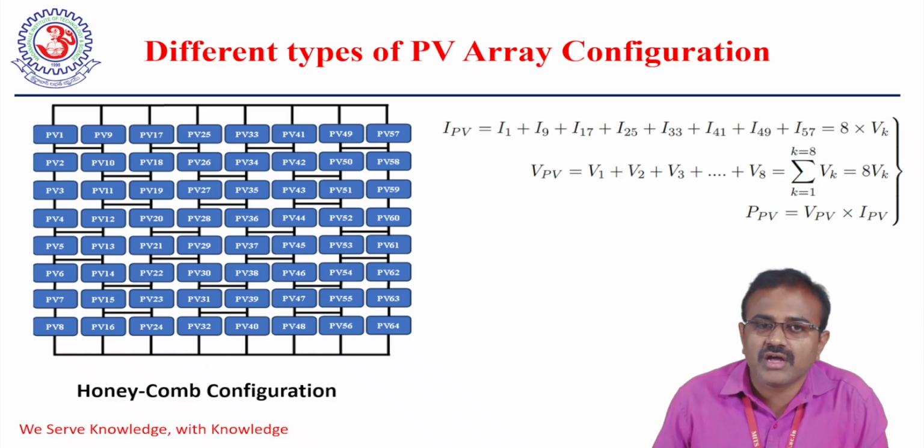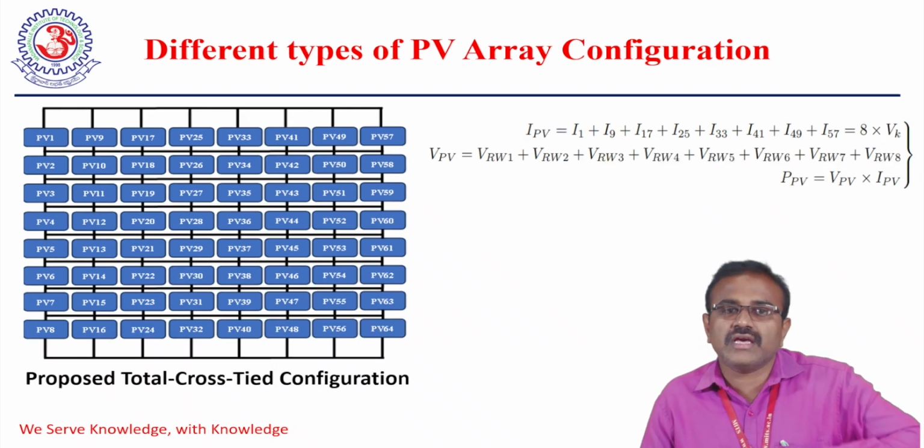See the formula for the same thing we discussed for the bridge link configuration. The formula is the same: IPV is equal to I1 plus I9 plus I17 plus I25 plus I33 plus I41 plus I49 plus I57. The formula we used for the bridge link configuration applies to honeycomb also. You can see from the diagram itself that it looks like a hexagon structure.